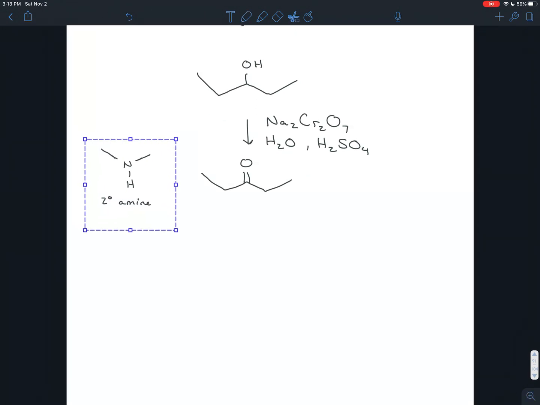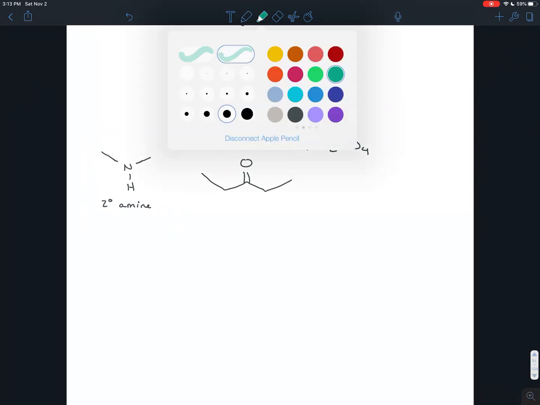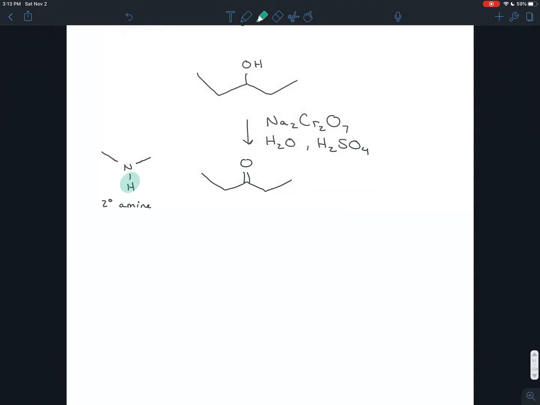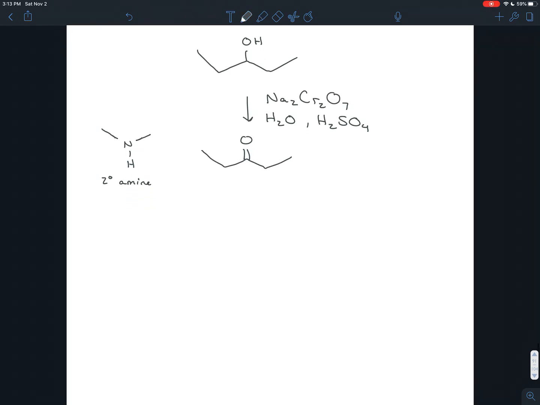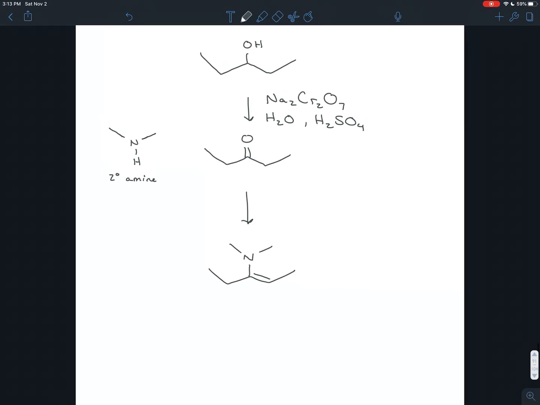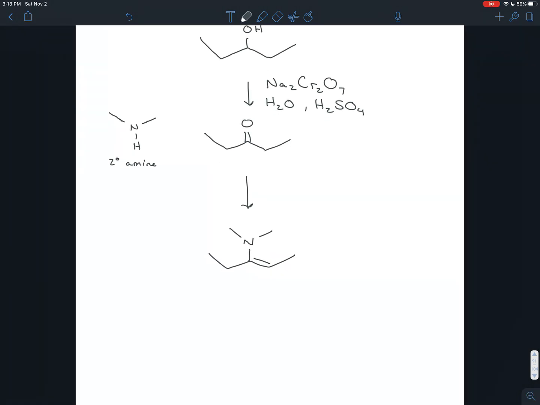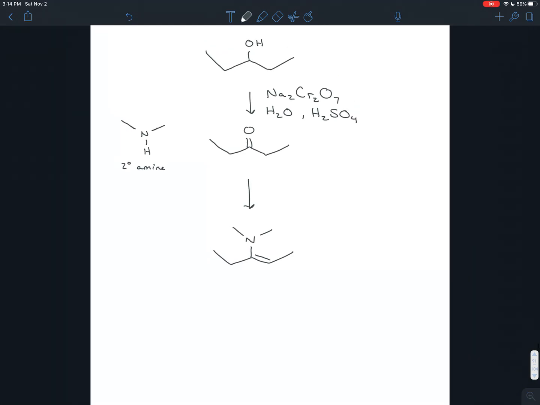Once you have the ketone, you can react it with that secondary amine that we talked about earlier, which replaces the 1 bond to the hydrogen with a bond to the carbonyl carbon. And there's a proton transfer step at the end of that mechanism that you have to do from the beta carbon, the carbon next to the carbonyl, for where the nitrogen is attached, and that gives you your enamine.